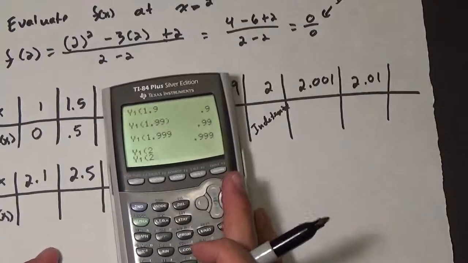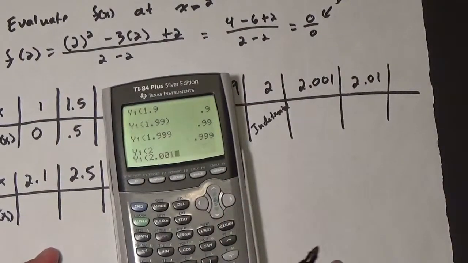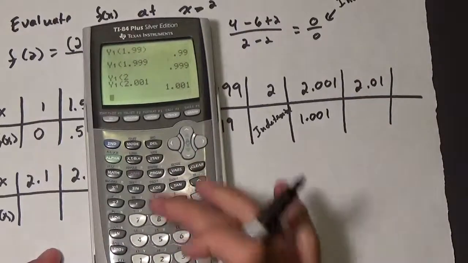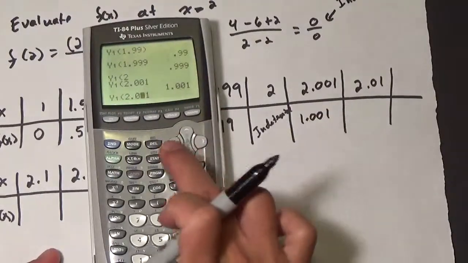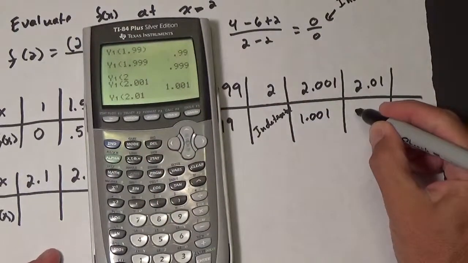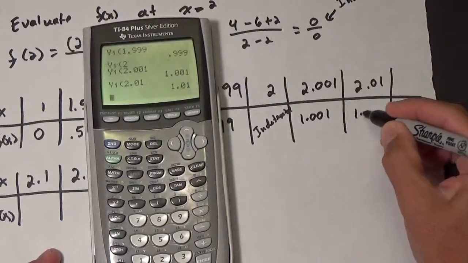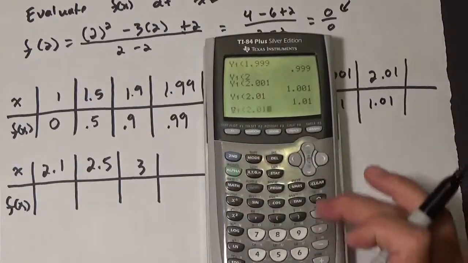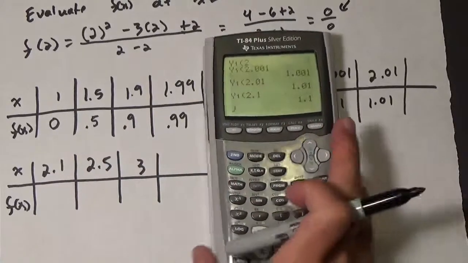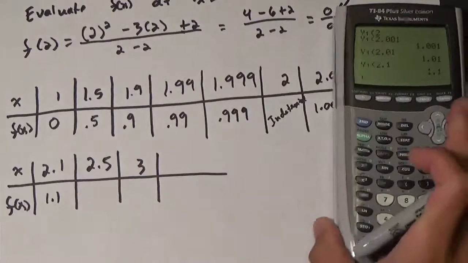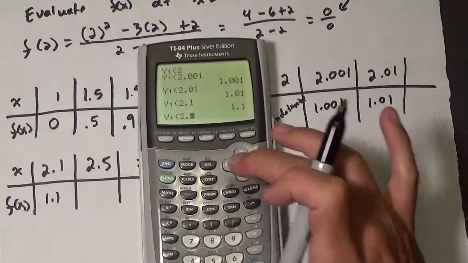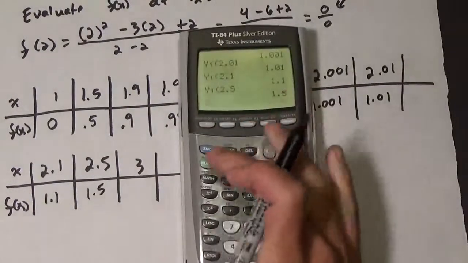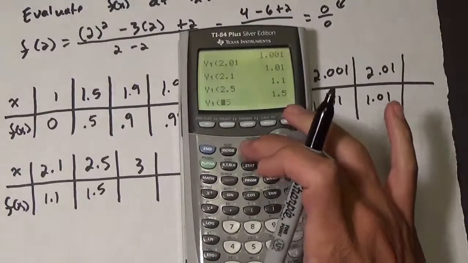Let's try 2.001. And this is going to be 1.001. Let's go. This delete button sometimes comes in handy. 2.01. 1.01. Alright, over here we have 2.1. Entry. 1.1. Next we have 2.5. 1.5. And finally we have 3.